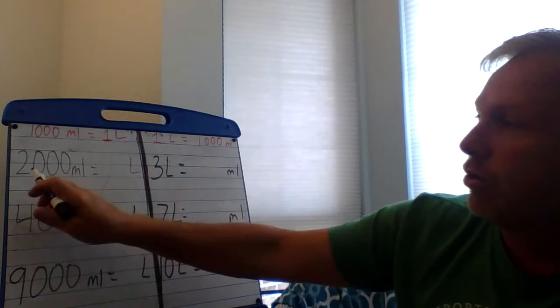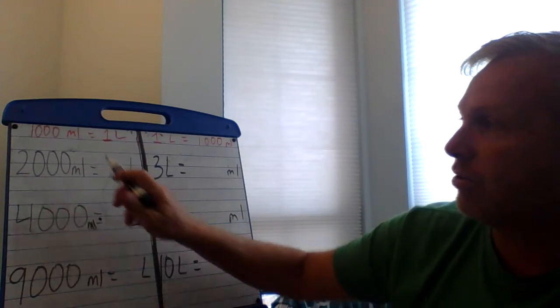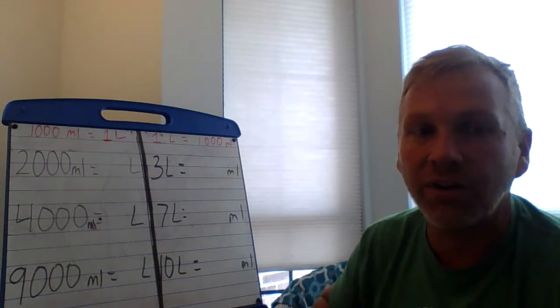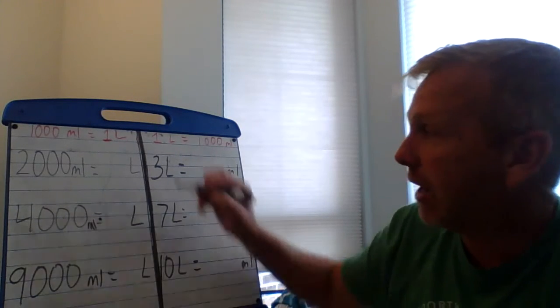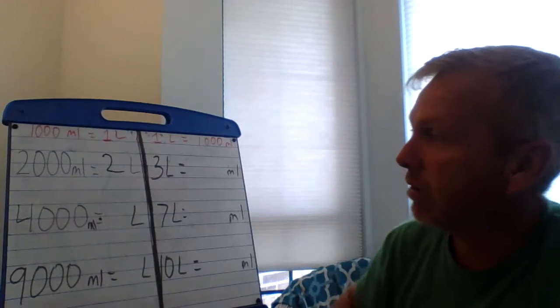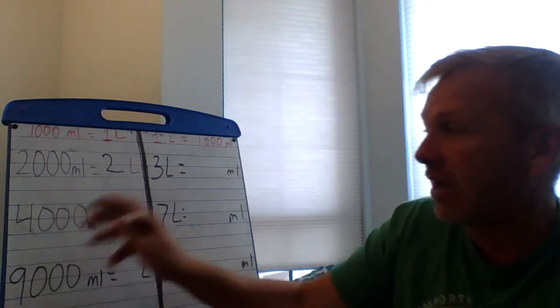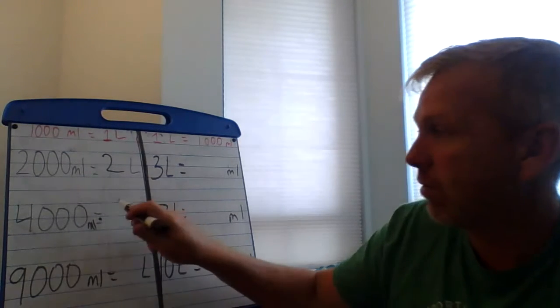So if we have 2,000 milliliters, we're looking back up here to our reference, we know that 1,000 milliliters is 1 liter. So 2,000 milliliters would be, go ahead and write it. You got it. 2 liters. 4,000 milliliters is 4 liters.